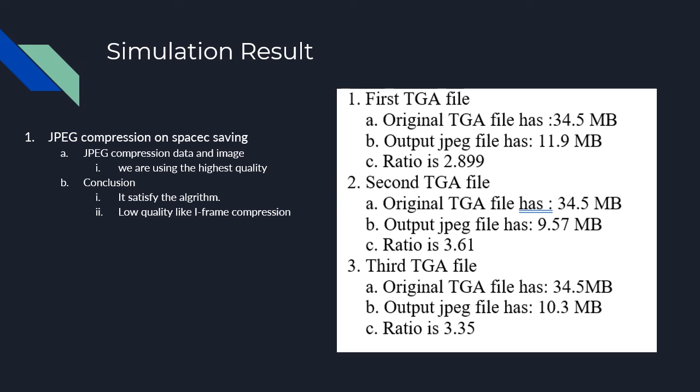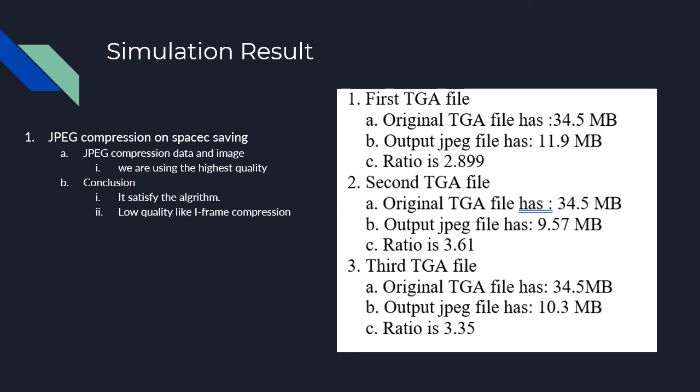And for this slide, I'm going to introduce the JPEG conversion. This is for the image transform. Also, we can have a detailed look at what an I frame looks like. You can see the TGA file is the original uncompressed file, and the JPEG file is of course the compressed file. Overall the ratio is 2.899 or 3.61. As you can see, there is a lot of difference because we're using the highest quality.